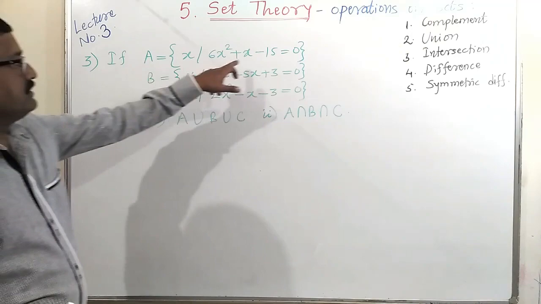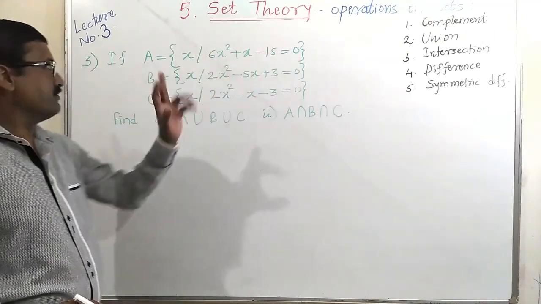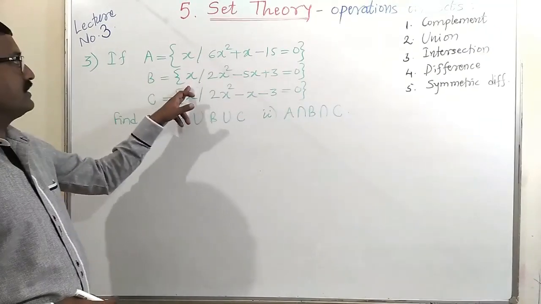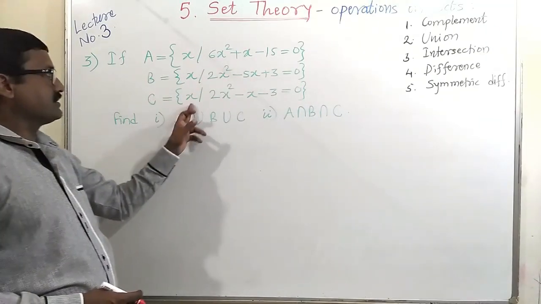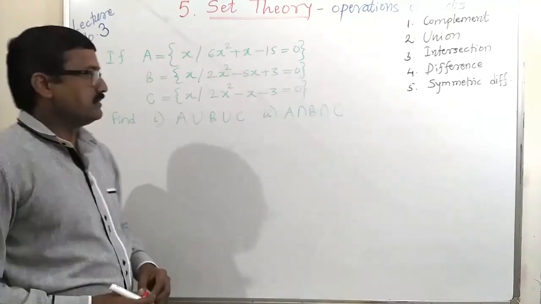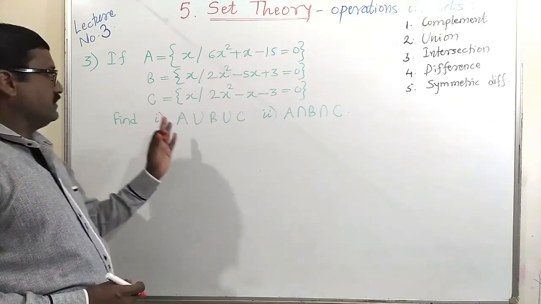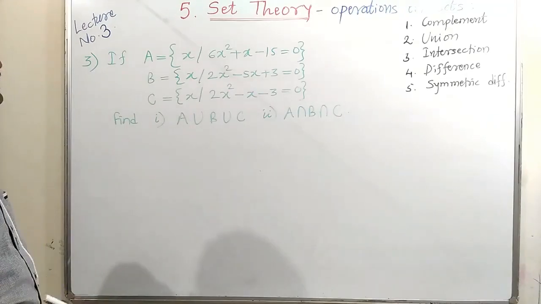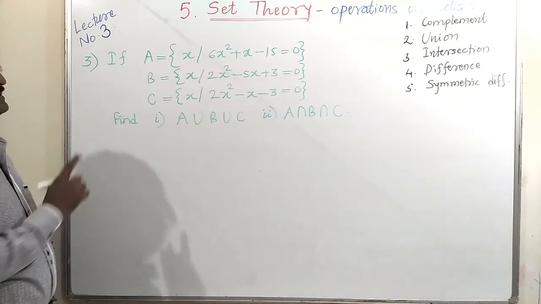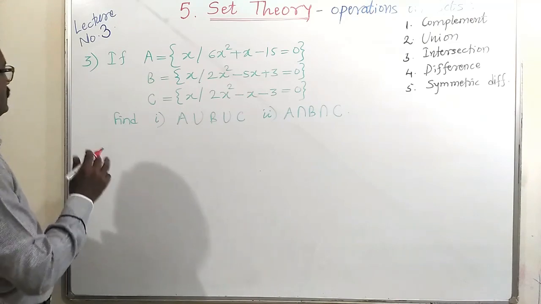If A is given in set builder form such that x is the solution of this quadratic equation, B is the set of all x such that x satisfies this quadratic equation, and C is the set of all x such that x satisfies this third quadratic equation. And the question is asked to find the union of these three and the intersection of three sets A, B, C. First we will write these three sets into roster method, means in listing form.